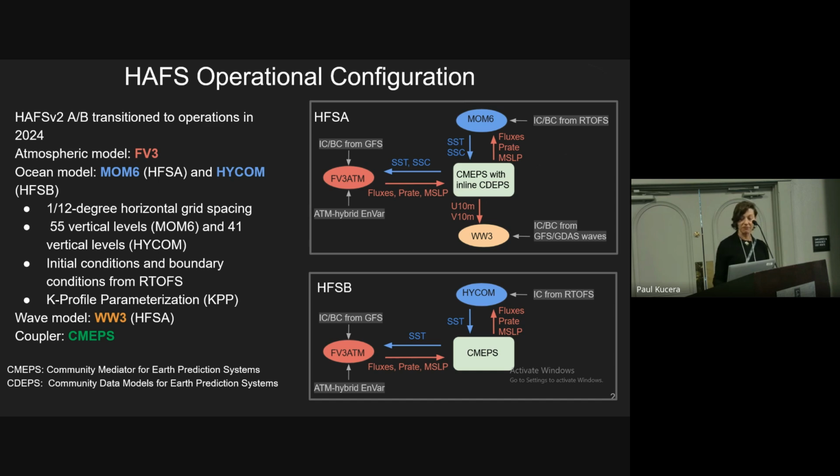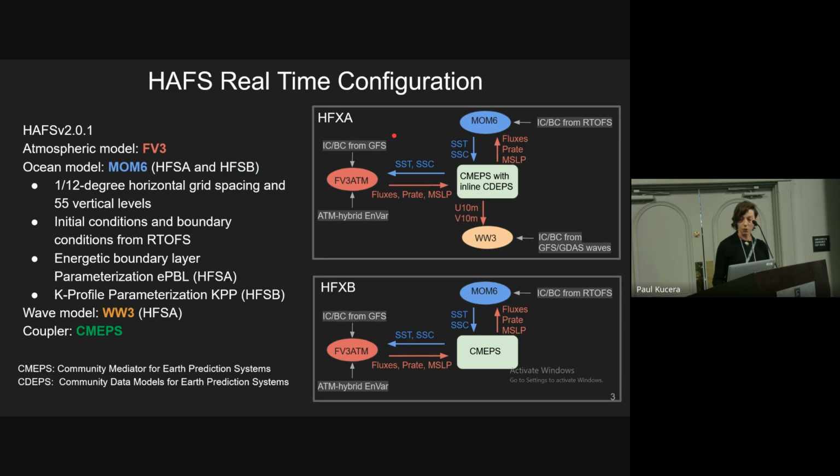For example, from the FV3 atmosphere to the ocean model, we exchange sensible and latent heat fluxes, longwave and shortwave radiation, precipitation rate, and mean sea level pressure. From MOM6 to the FV3 atmosphere, we exchange sea surface temperature and sea surface currents. Now, from FV3 to the wave model, the U and V components of velocity are exchanged, and nothing is exchanged from WaveWatch III to any of the components. This means that at this moment, the wave coupling is only one way.